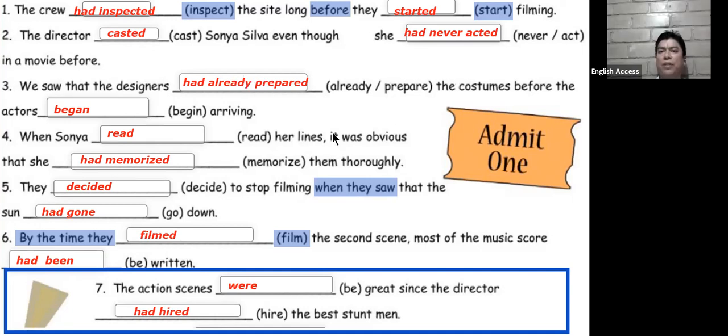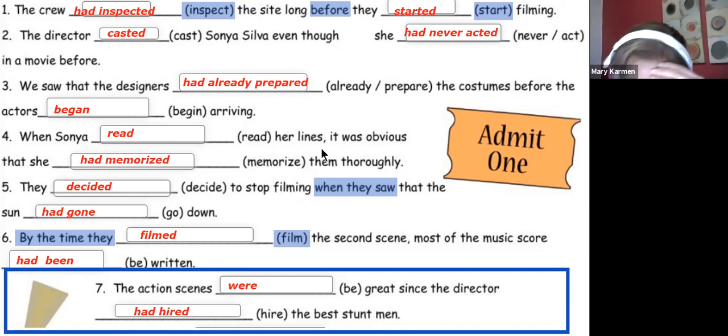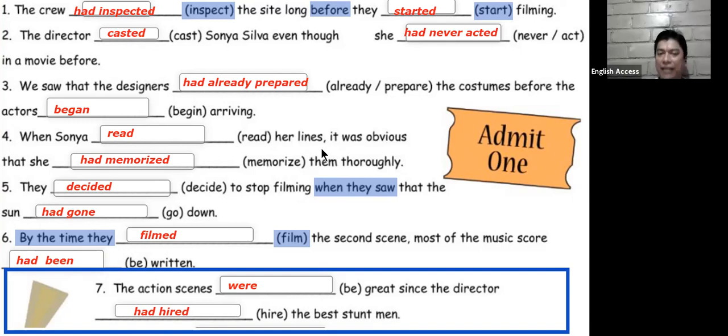Ladies, do you agree with it? Gentlemen? No, they don't want to agree with you. I don't know how to create a movie, but the gentlemen are correct. According to the context, the first event is "had hired", that's the other event, and the second, the most recent event, is the action scenes.